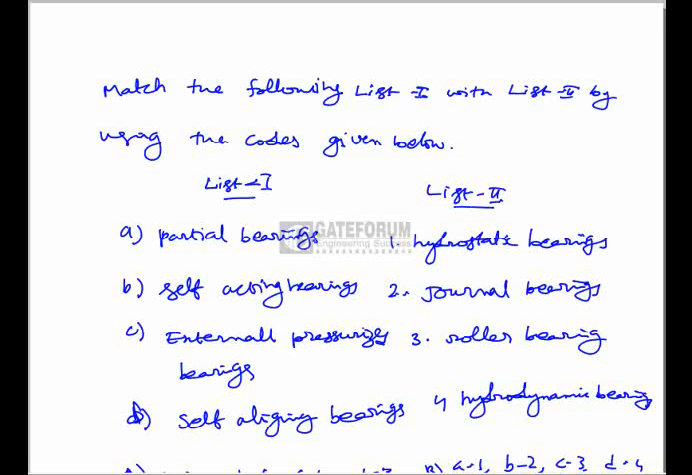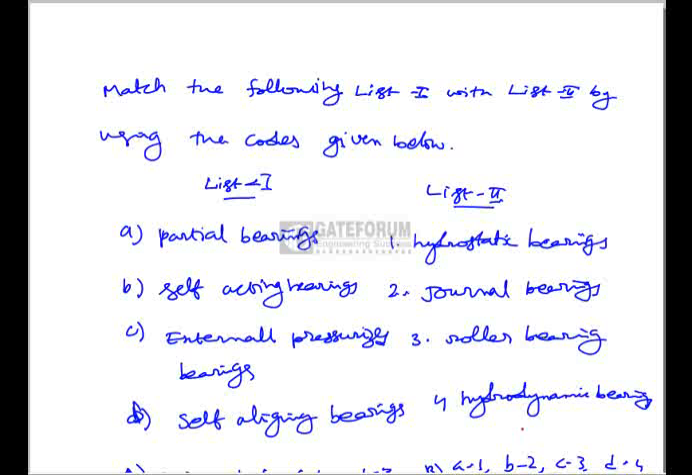Match list 1 with list 2 by using the codes given below. Here list 1 is partial bearings, self-acting bearings, externally pressurized bearings, self-aligning bearings. List 2 is hydrostatic bearings, journal bearings, roller bearings, hydrodynamic bearings. Here we can say that roller bearings are self-aligning bearings. Only the roller bearings are self-aligning bearings. So for D the correct option is 3.